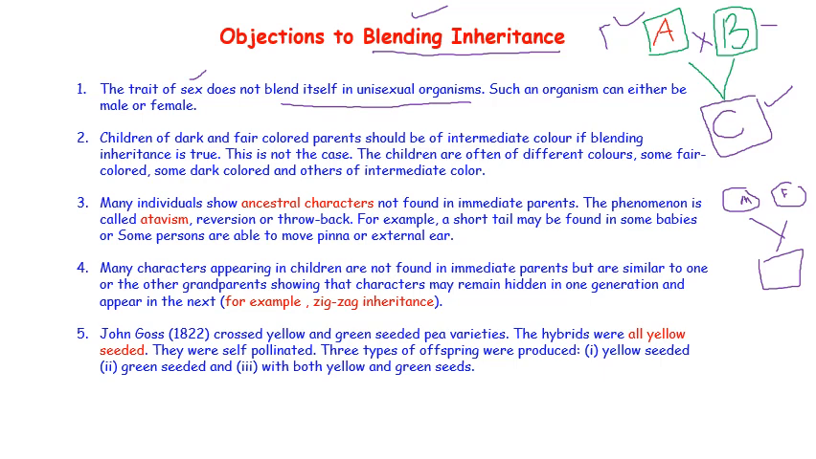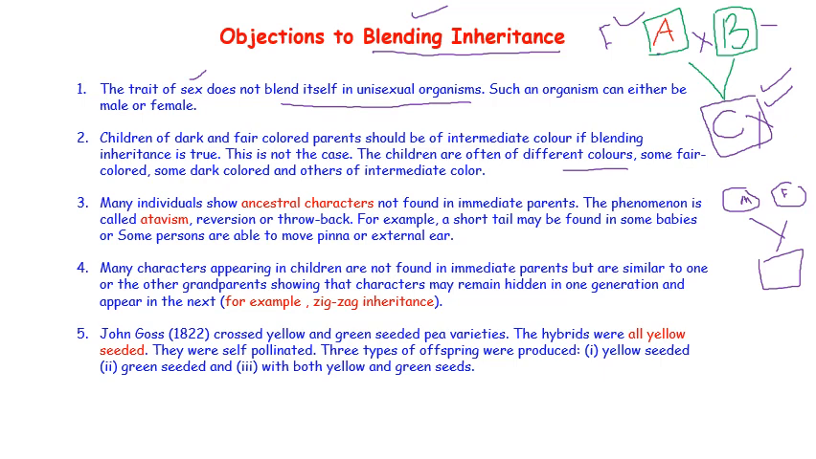Second, children of dark and fair colored parents should be intermediate in color if blending inheritance is true. If we have a fair colored parent and a black colored parent, the offspring should actually have the intermediate color. But we see this is not true. The children are often of different colors. For example, some may be fair colored, some may be dark colored, and others may be of intermediate color. So it's not necessary that they should always show blending of the characters.